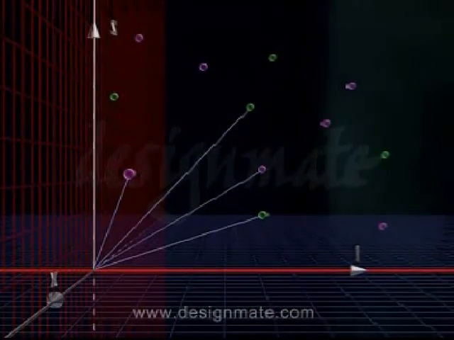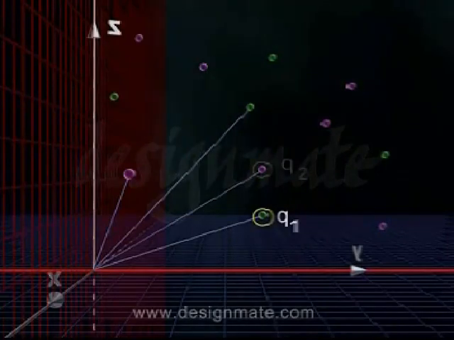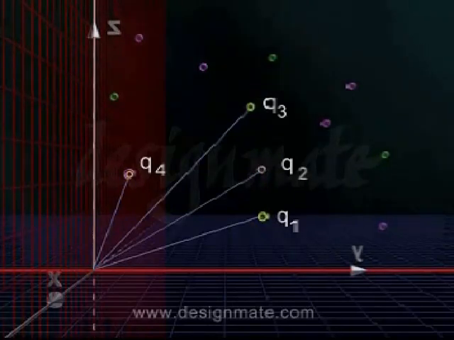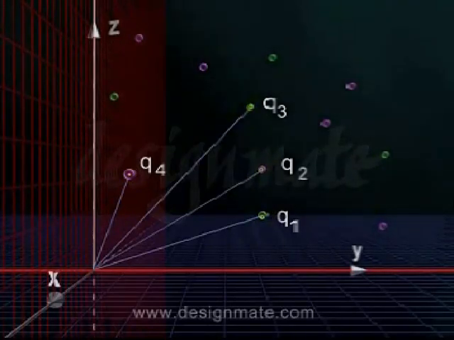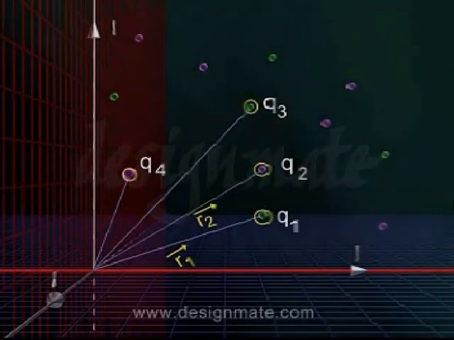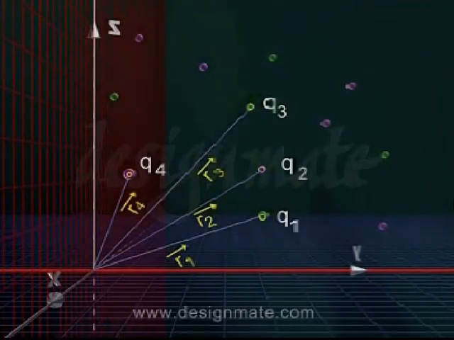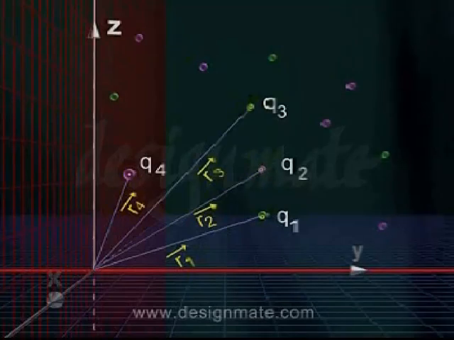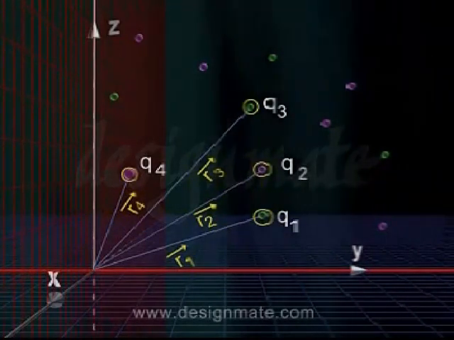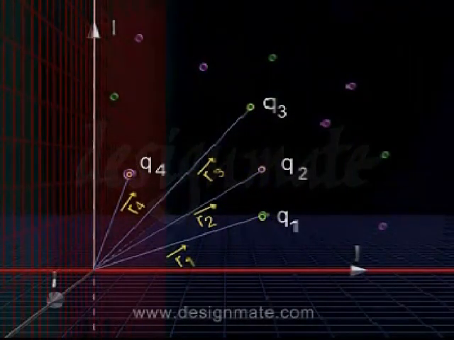To understand the principle of superposition, consider the charges Q1, Q2, Q3 and Q4 as shown. Here you can take any number of charges. Let vector R1, vector R2, vector R3 and vector R4 be the position vectors of charges Q1, Q2, Q3 and Q4 respectively. Let us find the forces on Q1 due to all the rest of the charges.